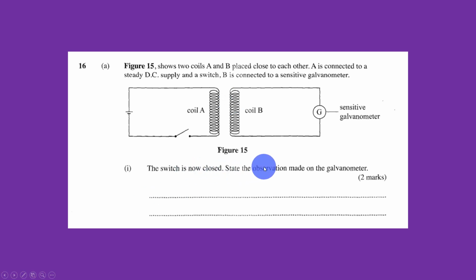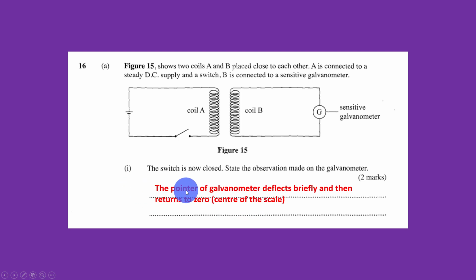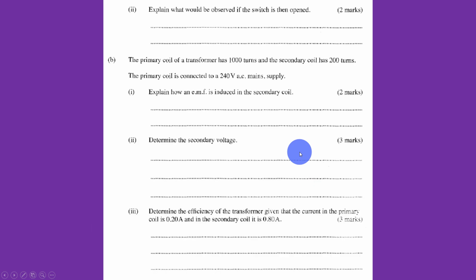The switch is now closed. State the observation made on the galvanometer. The galvanometer is going to deflect in one direction and the pointer will go back to 0. It's just as simple as that for that first part. The pointer of the galvanometer deflects briefly and then returns to 0, or the center of the scale, because a galvanometer has got its pointer at the center of the scale. So when there is no potential difference across it, the pointer is always at the center of the scale. The pointer is always put at the center so that it can deflect either to the left or to the right, showing the direction in which current is flowing through it.